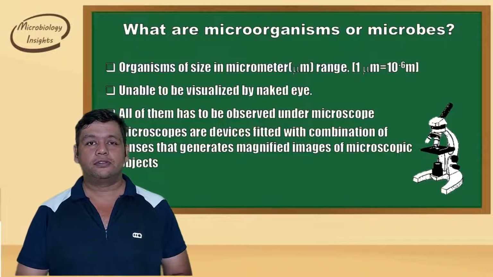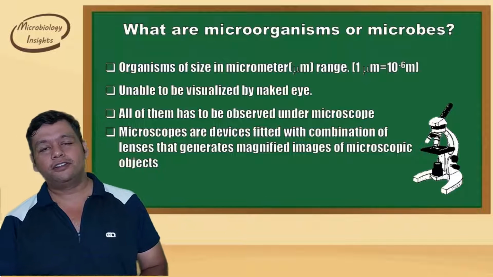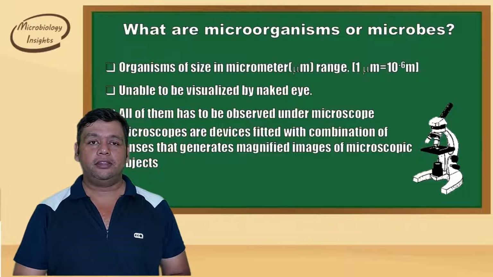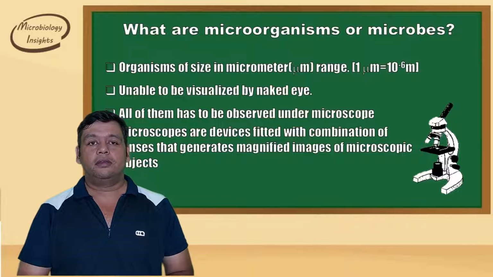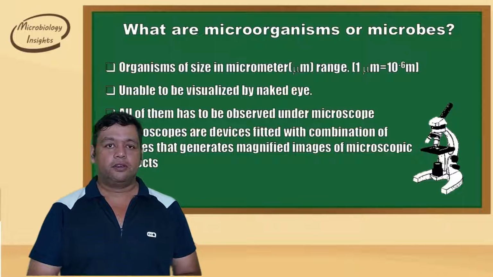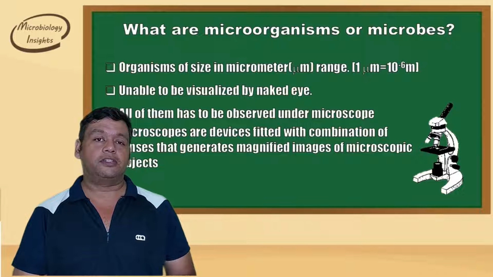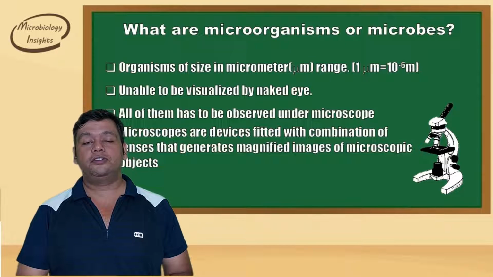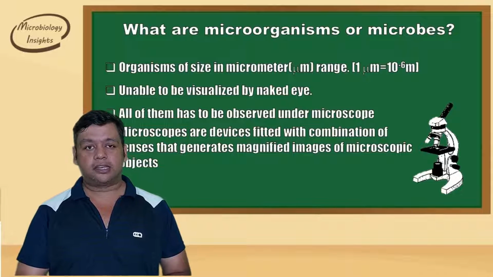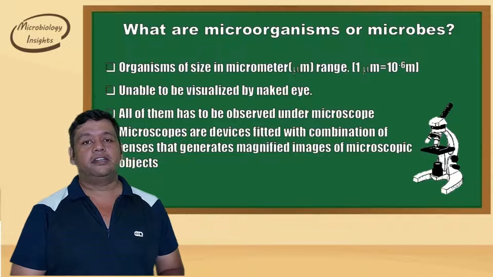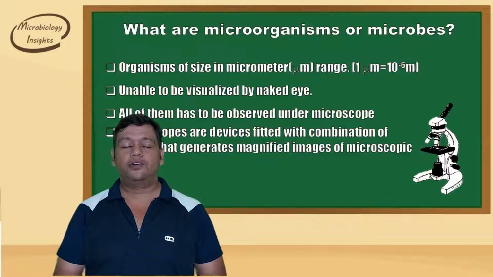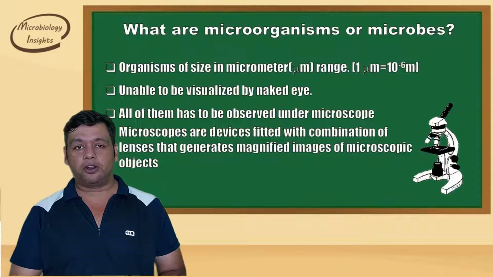So what are microbes? Microbes are basically living organisms which can be unified based on a single property: all of them have a size in the micrometer range. What do you mean by that? 1 micrometer is equal to 10 to the power minus 6 meter. Means if you take a 1 meter scale and divide it into 10 lakh times, then each unit is 1 micrometer. So we can well understand how much smaller it is.